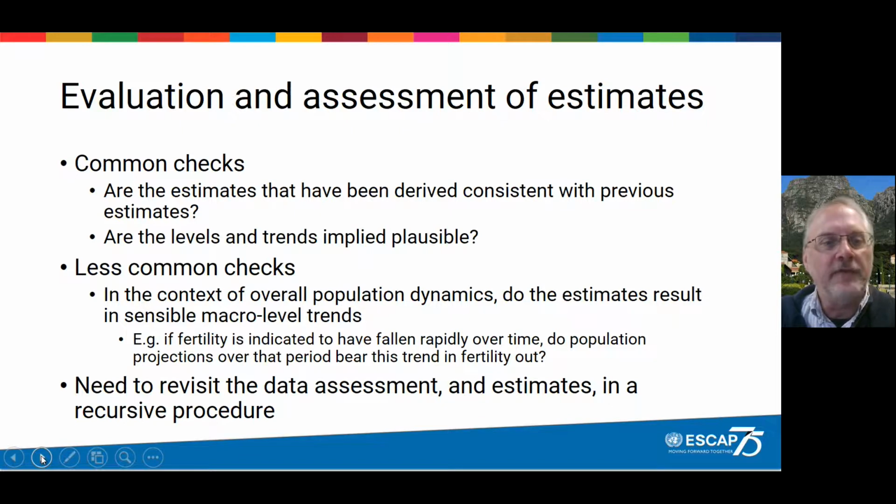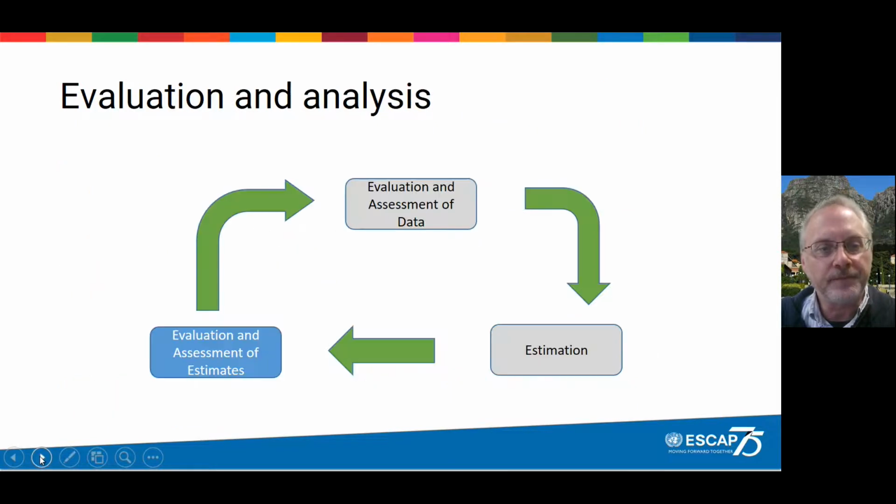For example, if your estimates indicate that fertility has fallen rapidly over time, do population projections over that period from other sources bear this trend in fertility out? And so we can start seeing how we need to revisit our data assessment and our estimates and our estimation procedures in a recursive fashion.